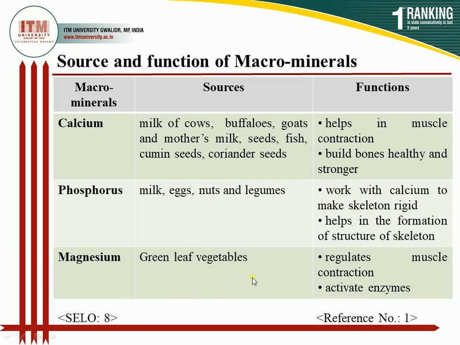Next is magnesium. Green leafy vegetables are the main source of magnesium, and magnesium is widely used by the body for metabolic processes. Like in the Embden-Meyerhof pathway, magnesium ion is used to activate the enzyme, so the compound or the molecules will move further and produce a byproduct.